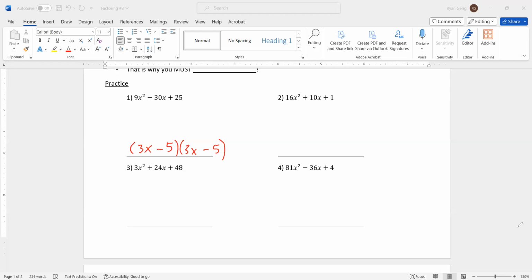Okay, they have to be the exact same if it's a special case. Now, let's see if it worked. I'm going to multiply the outer terms. 3 times negative 5 is negative 15x. And the inner terms, that's negative 15x.